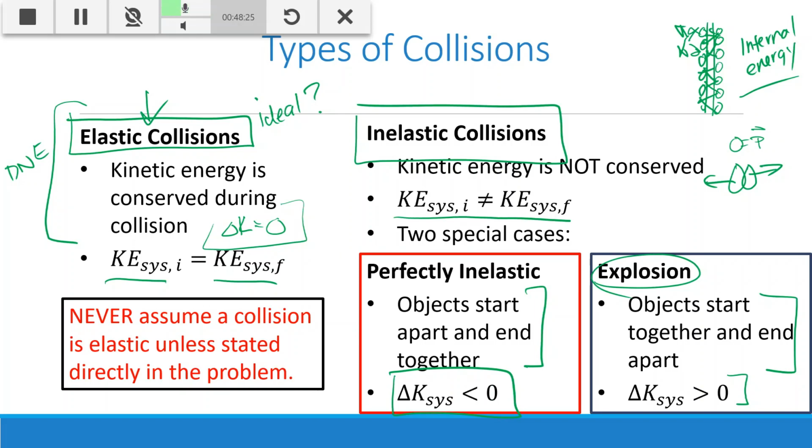So for example, we could have two known masses and two unknown velocities. Without elastic collisions, we would have to know the velocity of one of our unknown objects in order to actually find the velocity of the other. But we have to be careful. We can never assume a collision is elastic unless it's stated in the problem, because it doesn't actually exist and it will cause problems.